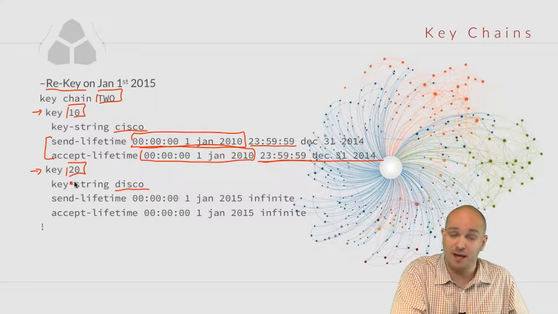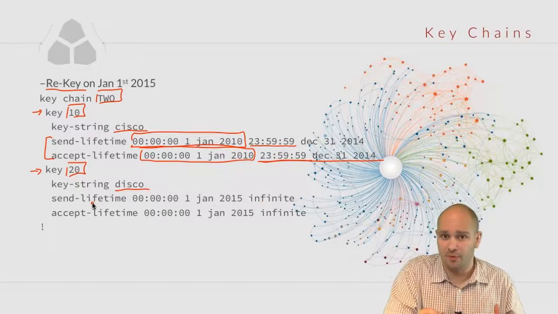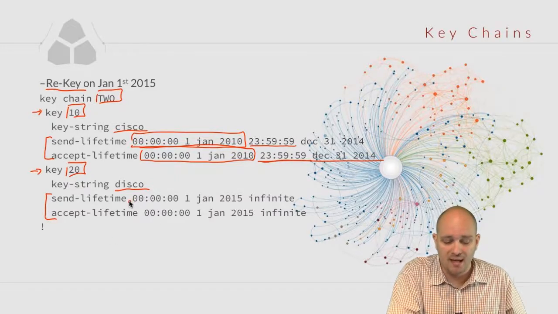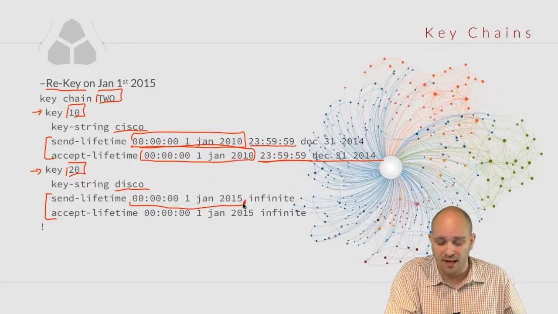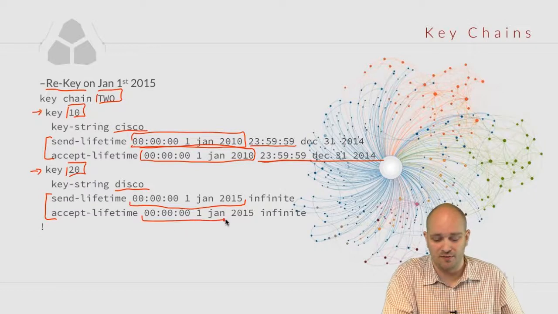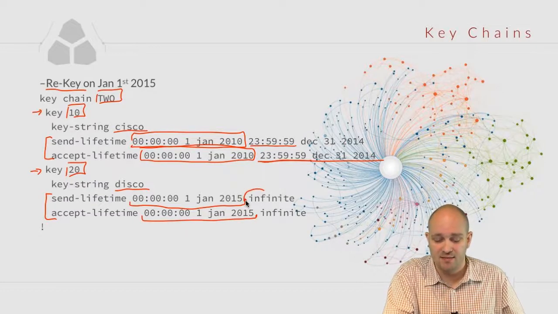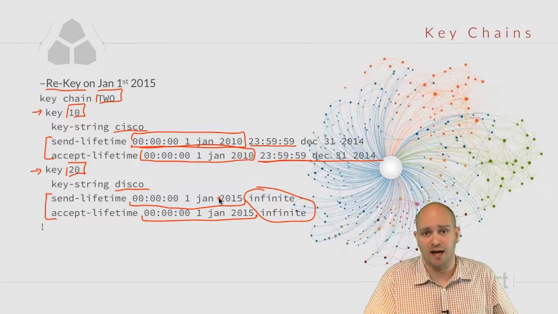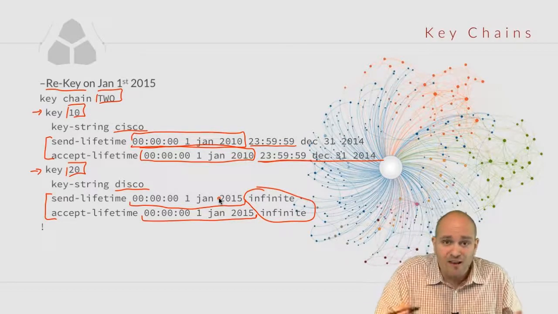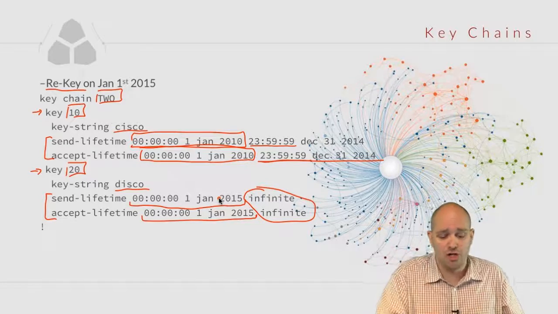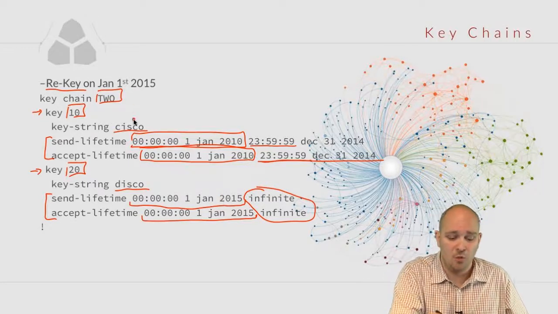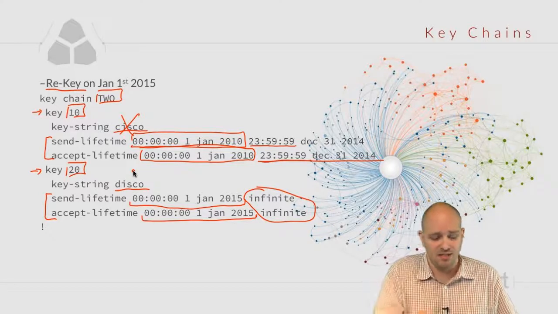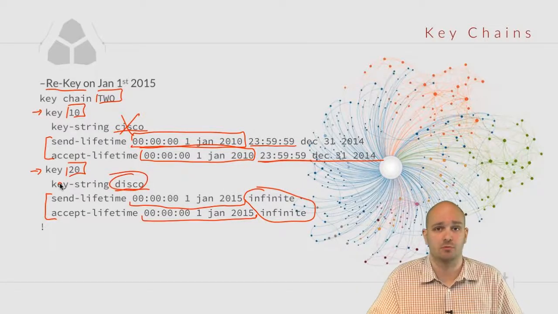However, if I take a look at my key number 20 here, what's happening with that key is that the send and accept lifetimes begin at midnight on January 1st, 2015 in both cases, and both are valid for an infinite period of time after that. So effectively what's going to happen on January 1st, 2015, we are no longer going to be using, sending, or accepting password Cisco, and we are going to be using password Disco.